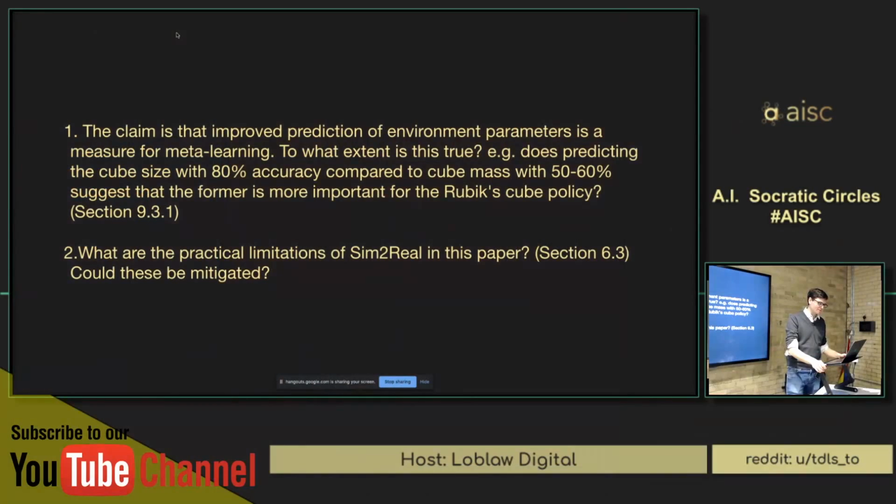The claim is that improved prediction of environmental parameters is a measure for meta-learning. To what extent is this true? I think it's just how you define meta-learning. If you say, as they said, we define meta-learning as capturing the state, and the state in that sense is beyond just the position and the angles of the cube in the face, but rather what are the rules of the state, like what's the friction, what's the gravity, then I would say predicting these kinds of parameters is actually a good way of measuring meta-learning.